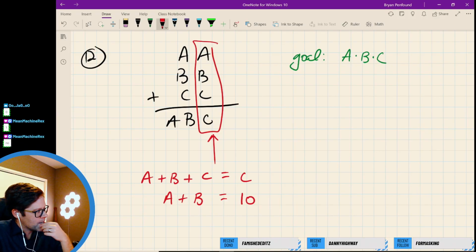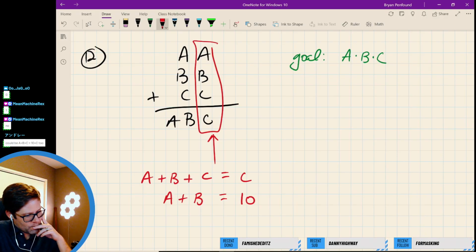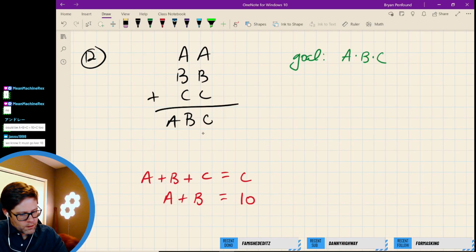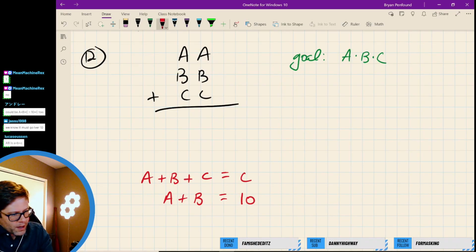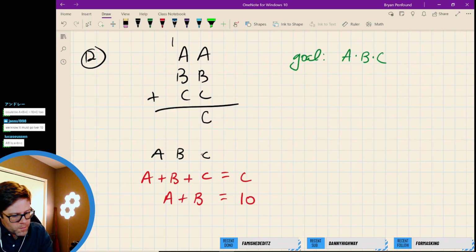I think it's got to be 10. Because if A plus B was equal to 10, when I added those numbers together, then I'd capture the C back again. So basically I'm thinking like this: I know my final answer is going to be A, B, C. And so A plus B plus C is like C, but I have to carry the 1 over, right?